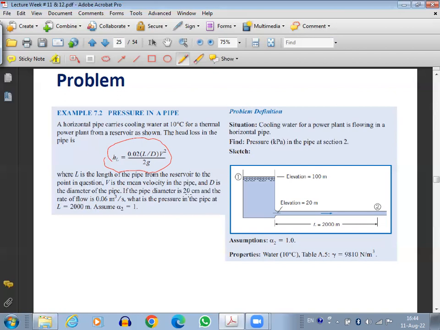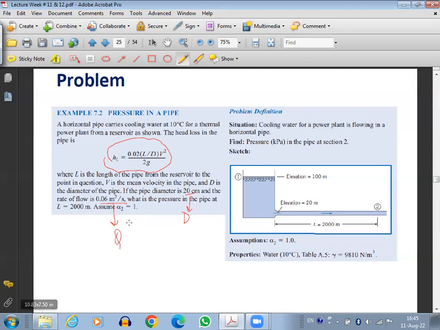If the pipe diameter is 20 centimeter, so D is given, and the rate of flow is 0.06 meter cube per second. Do you think it is volume flow rate or mass flow rate? It is volume flow rate, because the unit is meter cube per second. If it was mass flow rate, it should be kg per second. This is what I told you in chapter 5: sometimes in the question it's written as rate of flow or flow rate, but it is basically the mass flow rate, and sometimes it is volume flow rate. How do you recognize it? Check the units. Here it is 0.06 meter cube per second.